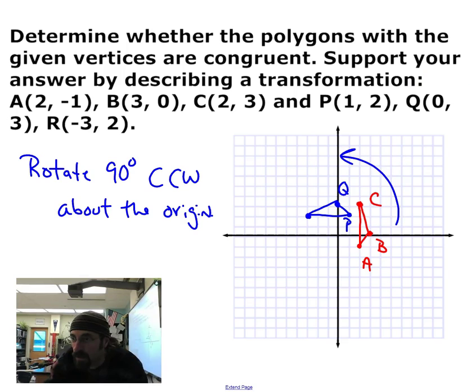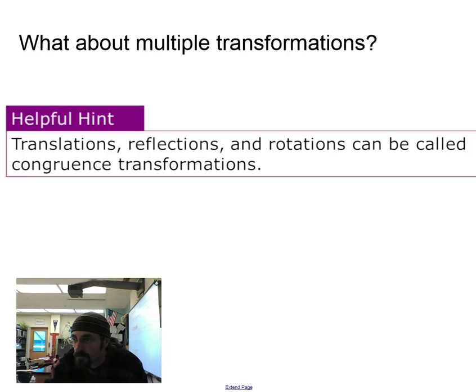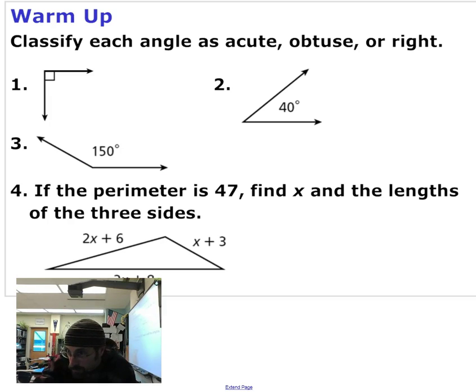And I'm back. So what about multiple transformations? Yes, the same thing holds true. If you have multiple rigid transformations tied together, they still maintain congruence. So for example, you could rotate and then translate. You could reflect and then translate, or whatever. You could do multiple transformations. If they're all rigid, they will preserve congruence.